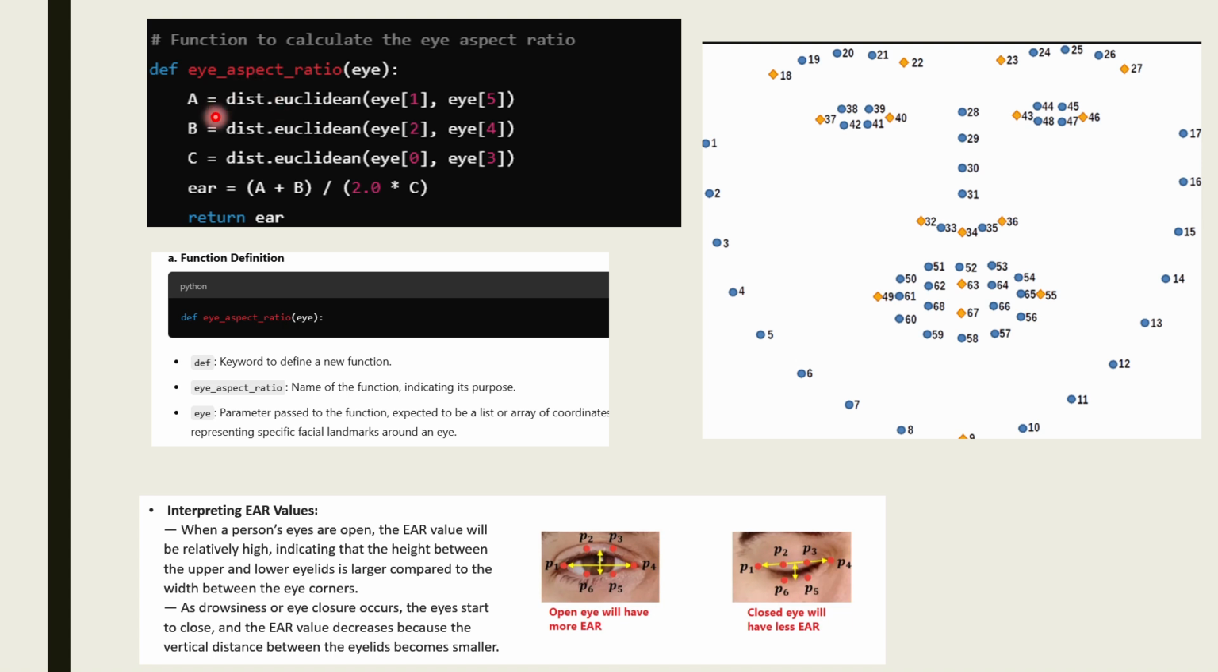It's very simple: A plus B divided by 2 times C. What is A and what is B? A is the Euclidean distance of I1 and I5. What is B? The Euclidean distance of I2 and I4. What is C? The Euclidean distance between I0 and the third element of the array. See this.